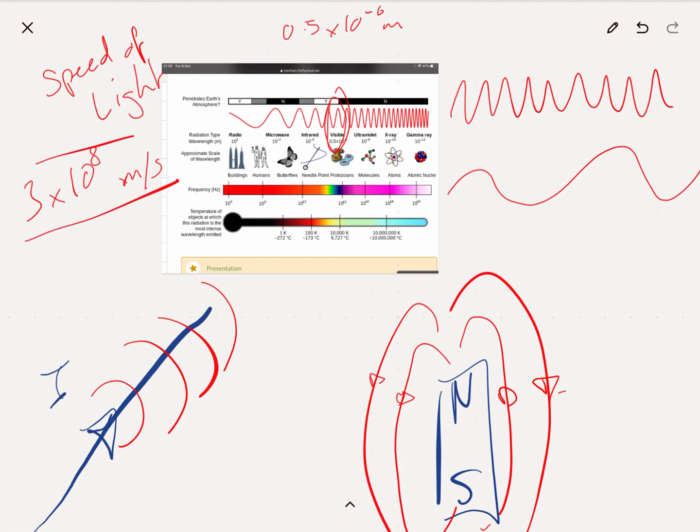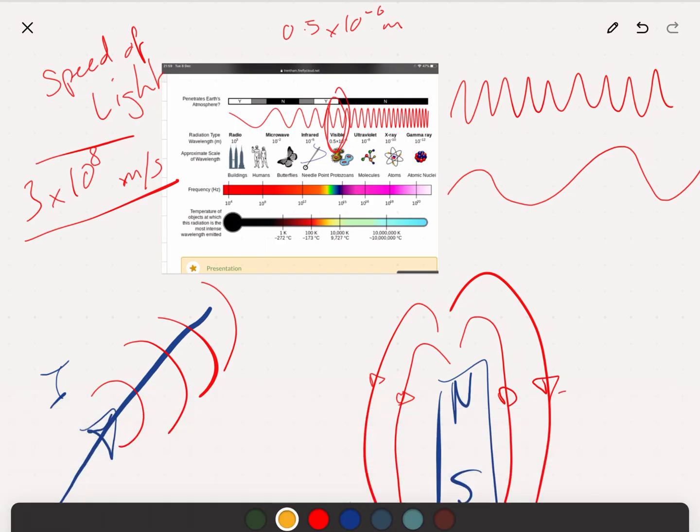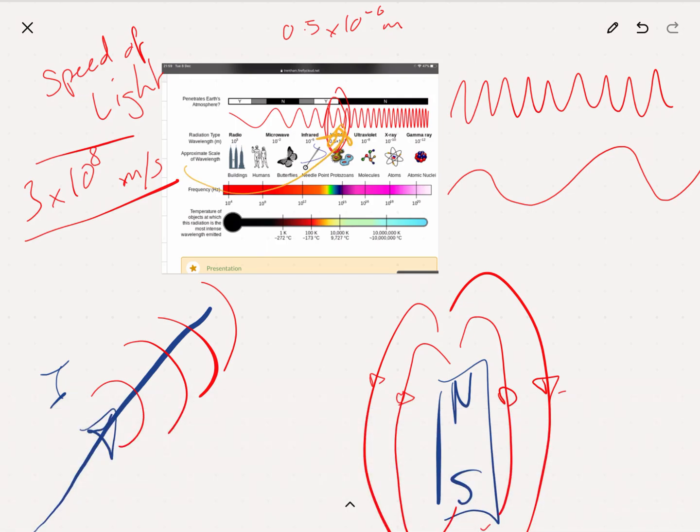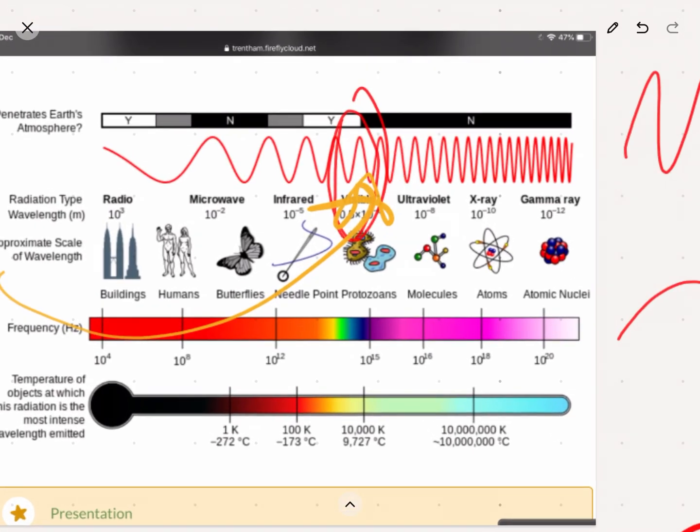Now, light travels at that speed, but also so do all of the other sections of the electromagnetic spectrum, from radio waves, which are low frequency.